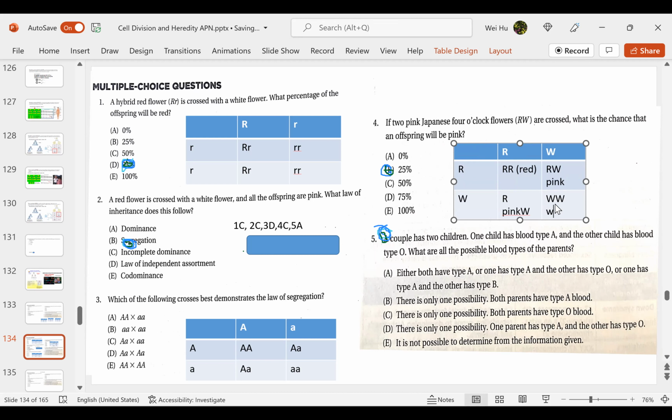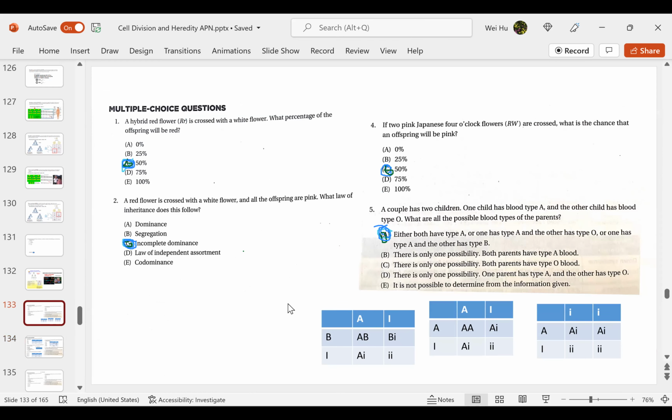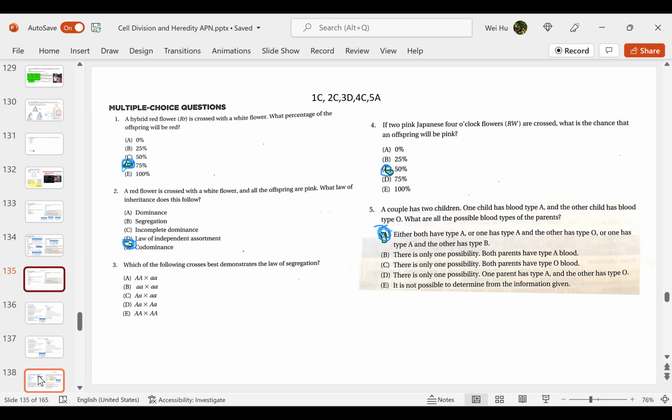Okay, so now let's look at this one. So it's 50%, right? So 4 is C, good, good. Okay, so 4 is C, so 50%. So pink is 50%. So 5 is A, right? You don't have a problem because you did the Punnett square, correct? Good. Okay, so now let's do more questions.